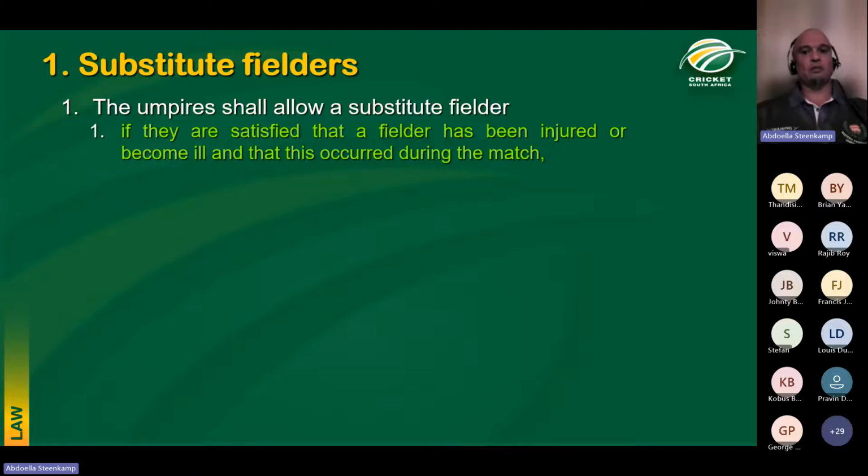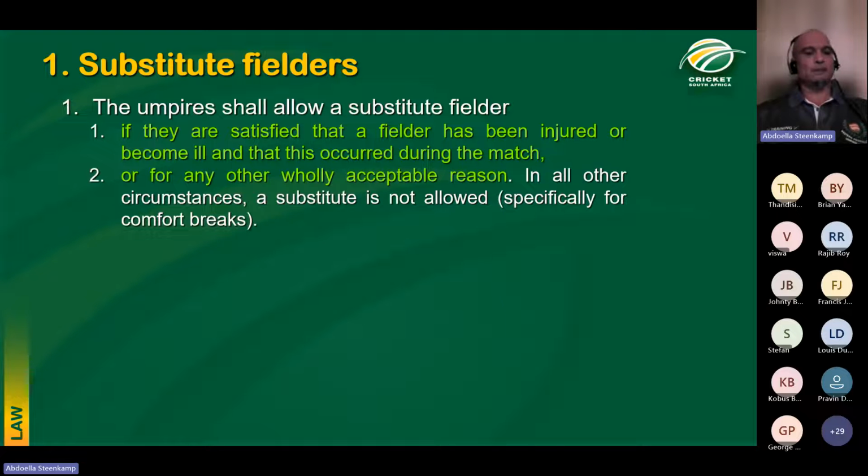The criteria that the umpires need to take into account when allowing a substitute fielder is, did that particular fielder become injured or ill during this particular game? If the answer to that question is yes, you will allow a substitute fielder. That's the only criteria you need to take into account. Did the injury or illness happen during this particular game? If yes, you'll allow a substitute fielder. There's also, for any wholly acceptable reason, you will also allow a substitute fielder.